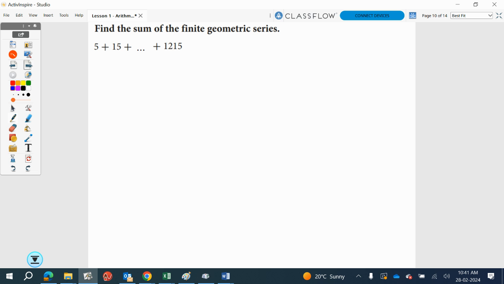Okay. What type of series is this? How do we know? It says in the question. That means it has a common ratio. What is the common ratio? 3. Common ratio is given by 15 divided by 5, which is 3. What's the first term in the sequence? 5. How many terms in the sequence?